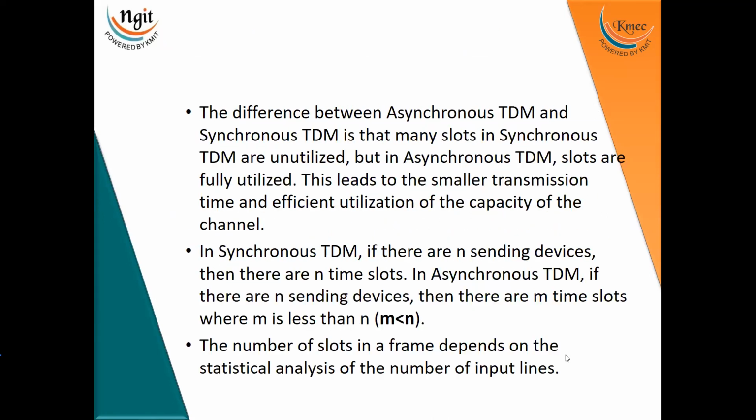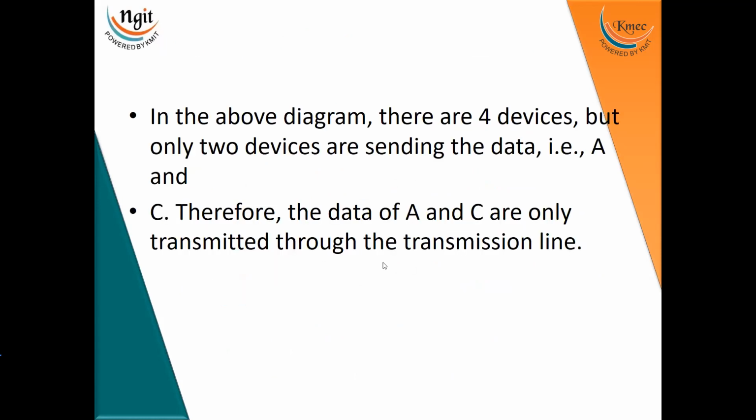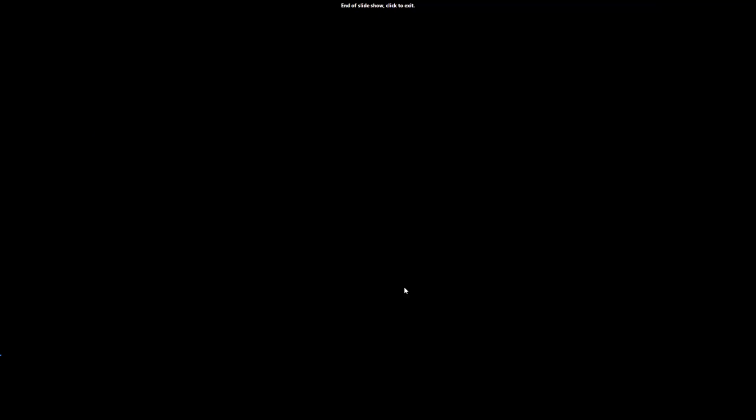Just see, in synchronous, whether the data is there or not, the slot is going to be created. But here, based on the activeness of the element, the asynchronous data transmission is going to be done. And the frame of the above diagram can be represented like this. Based on our requirement, we will automatically get the data.